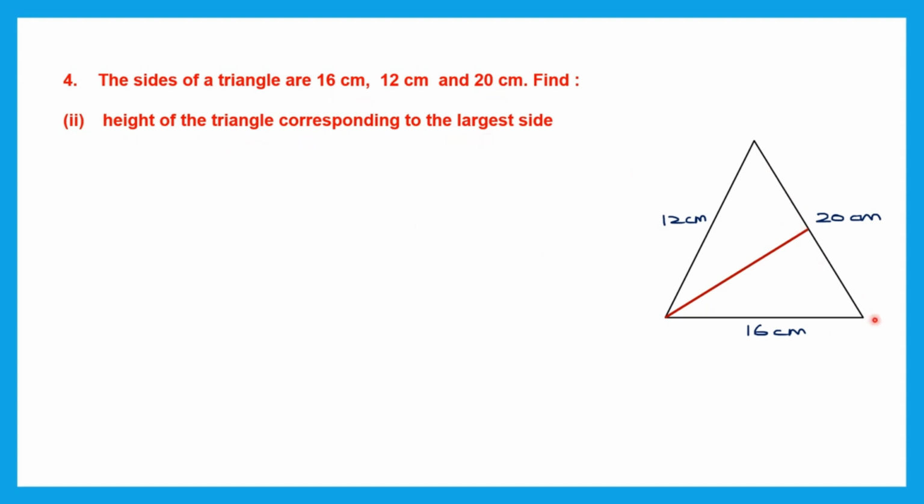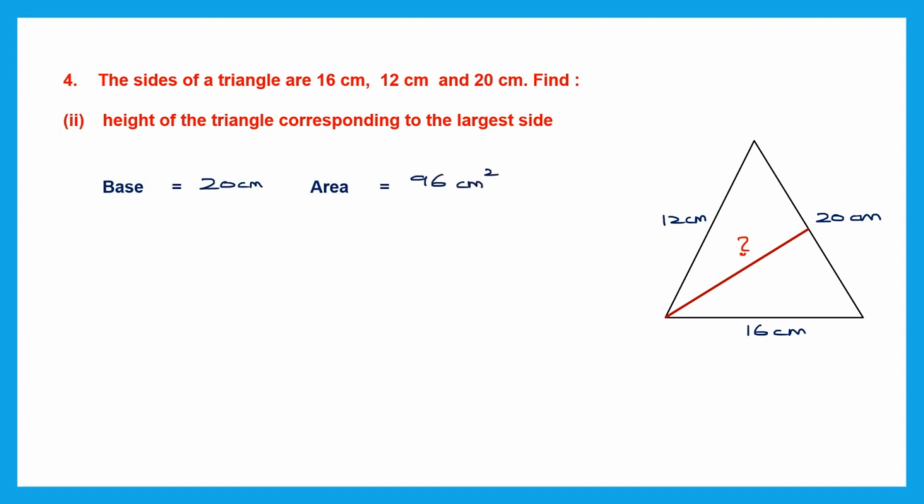So this is the largest side and the height corresponding to that will start from the opposite vertex. So this is what we need to find out. We have to find the height of the largest side. So you can take any side to be the base. So in this case, we'll take 20 centimeters to be the base. So base is 20 centimeters and the area we just found out to be 96 centimeters square.